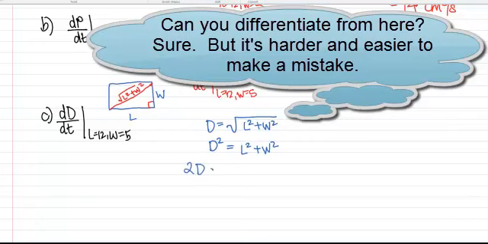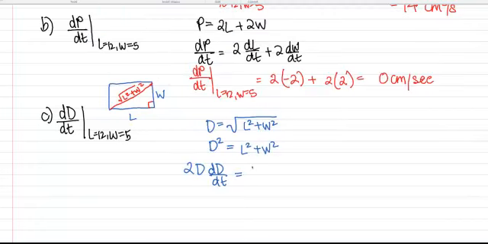So 2d dd/dt equals 2l dl/dt plus 2w dw/dt. So now figuring out everything when we plug in what we know. So that'll be 2 times, what's d now? We actually have to calculate this. That'll be a 5, 12, 13 right triangle, so hopefully you know that one, Pythagorean triple.